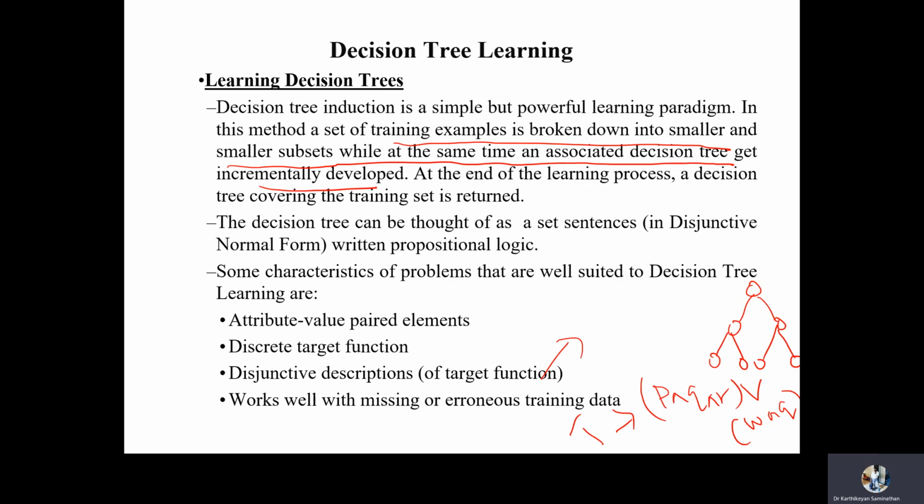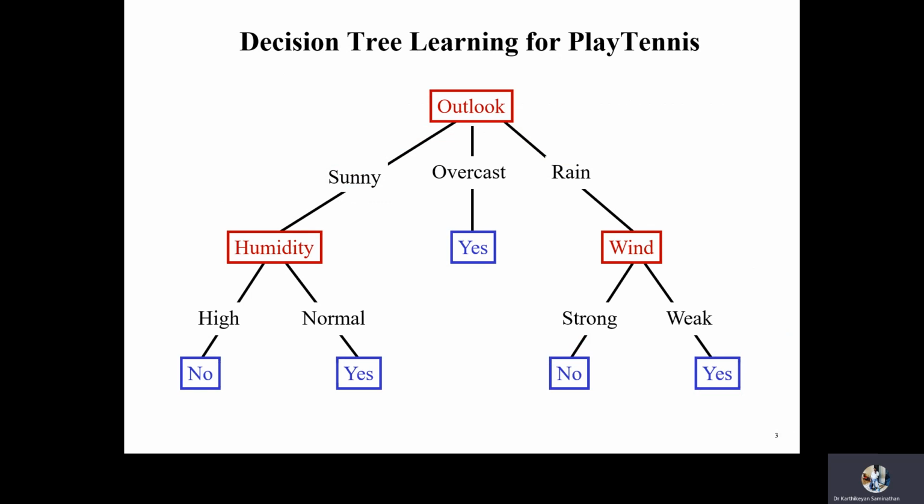I repeat, the first characteristic of decision trees is that they always go with attribute and value pairs. For example, if I say sky, what is the sky? Whether sunny or cloudy or rainy, right? That is what attribute and value means. Also, by default, it follows a discrete target function. Also, it goes with the disjunctive description of the target function. Also, it will work well with missing and erroneous data.